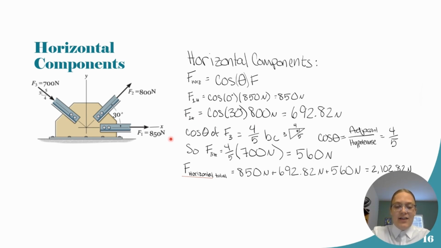And then, just like the last one, but with adjacent over hypotenuse, since we have the cosine of the angle now, and we're going towards the right, so this will be a positive relationship, we'll know that the cosine theta is equal to 4/5, so our force 3 horizontal is equal to 4/5 times 700 newtons, which gives us 560 newtons. So, summing all the forces together, we get 850 newtons plus 692 newtons plus 560 newtons gives us a total of about 2100 newtons.